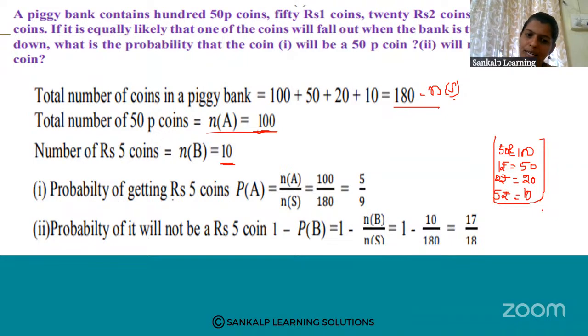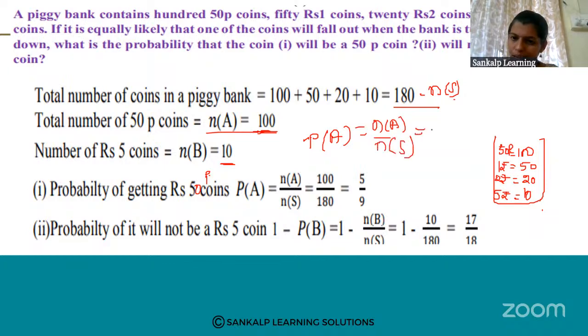The probability of getting 5 rupees, that is P of A, now we are calculating... not 5 rupees, it is 50 paisa. So P of A is equal to N of A divided by N of S. N of A is 100 divided by the total number of coins, 180. So you will get 5 divided by 9. This is the probability of getting a 50 paisa coin.